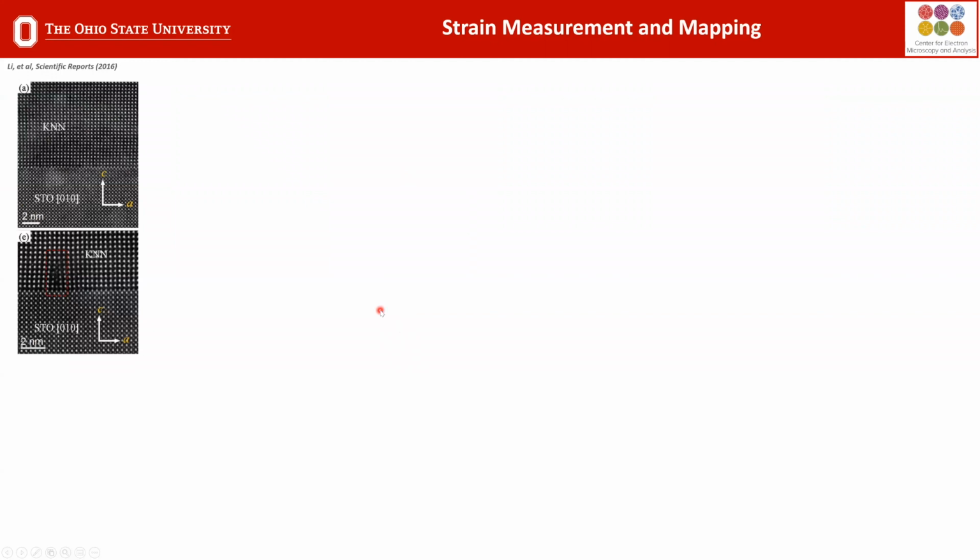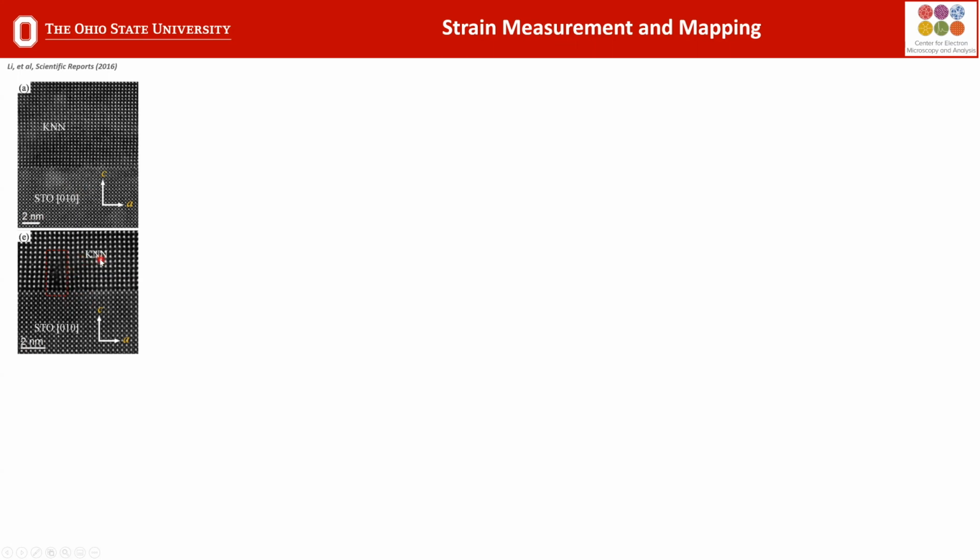Now moving on to strain mapping. I mentioned when I showed that first dislocation image, how cool it would be if we could measure the strain around a dislocation. And one of the things that you may have seen in the literature, if you're following this work, would be what I'm about to show here, geometrical phase analysis. And so when we look at this, this would be a perfect crystal with two different materials grown on top, or a KNN grown on top of strontium titanate.